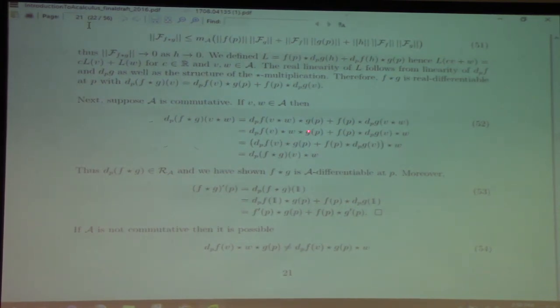Let's see here. This is assuming commutative. In the commutative case, you can just pull the w out, and if you multiply this out, you get that by commutativity, which shows you that the differential is right linear, right? And more than that, when you plug in 1 into the formula, you get the most natural thing you'd expect. You get f prime p times g plus f times g prime. It's just what you want in the commutative case.